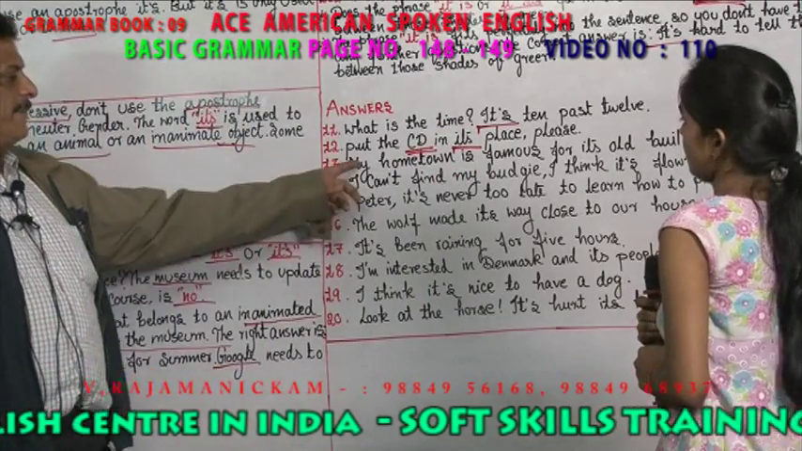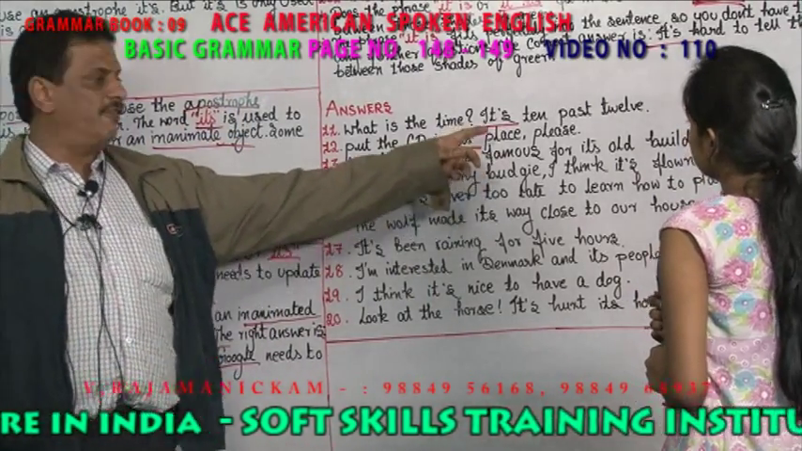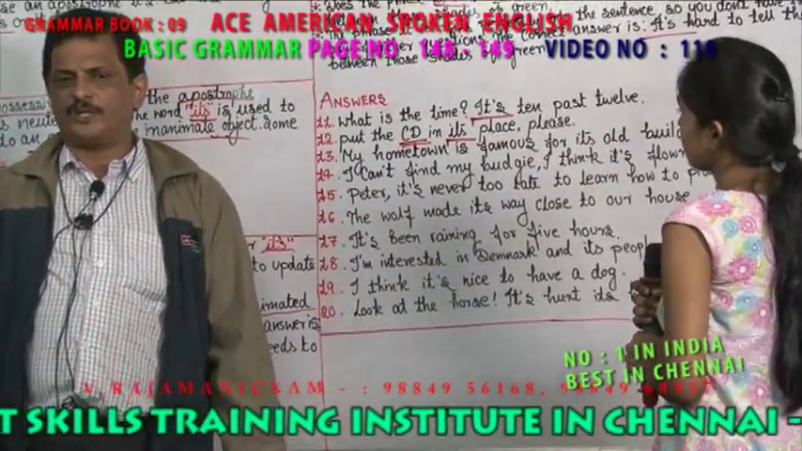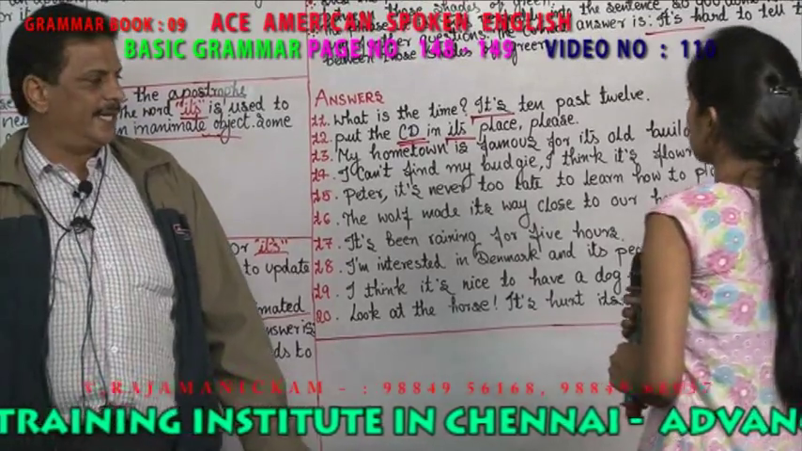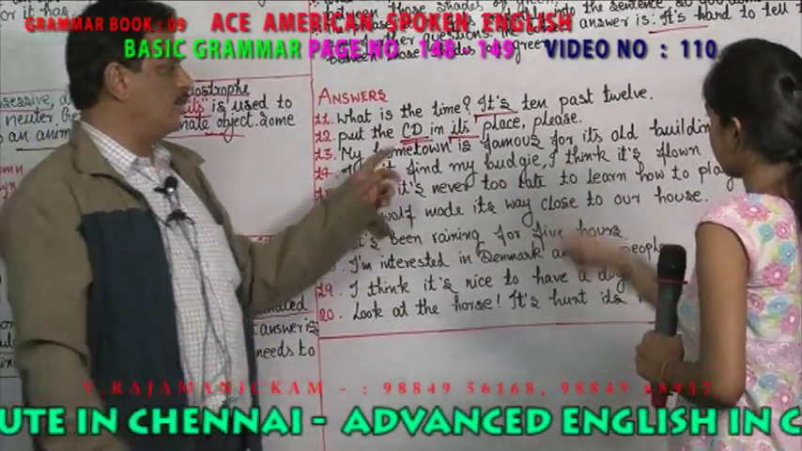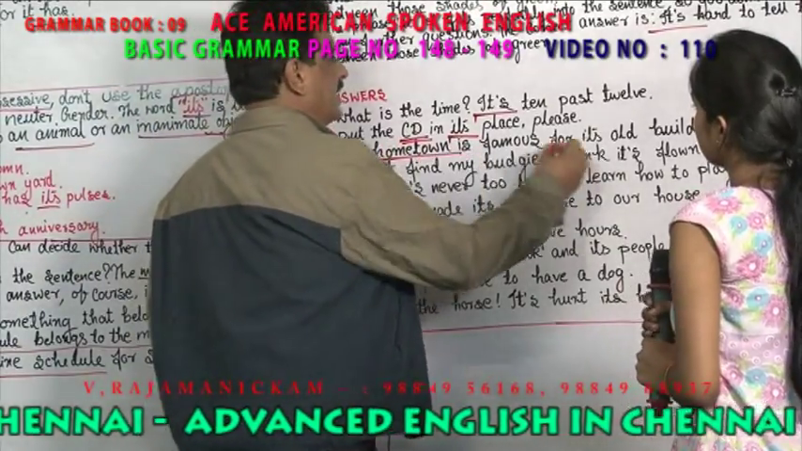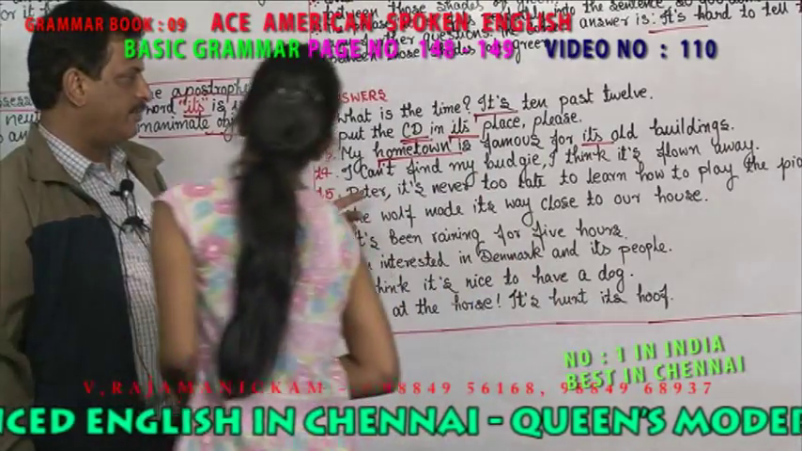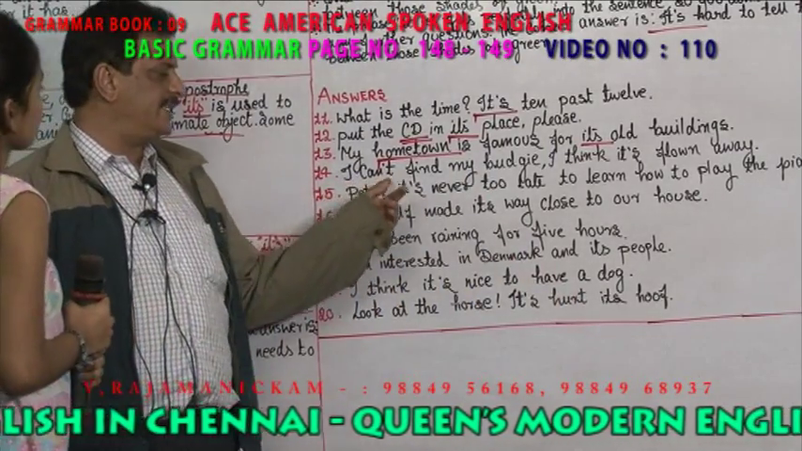Got it, sir? My hometown is famous for its old buildings. "Its" with apostrophe s or without apostrophe s? Without apostrophe. Why? Because it stands for hometown. Okay, so this "its" stands for hometown. You can please come here so that the words cannot be blocked.